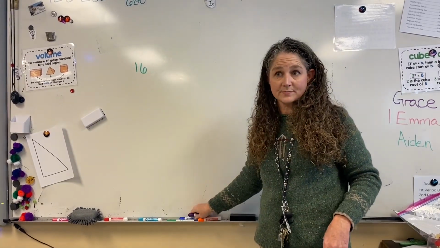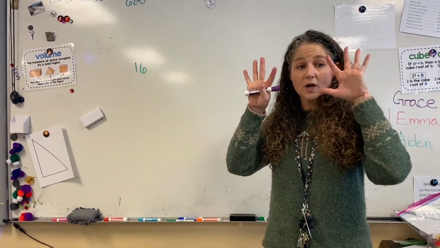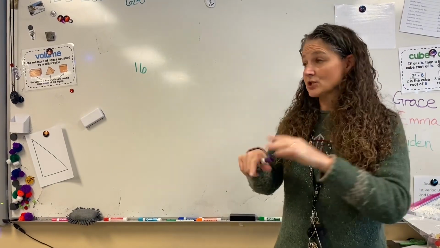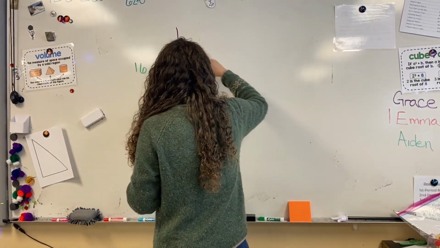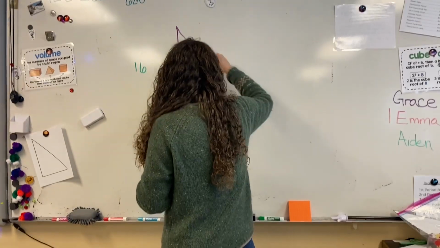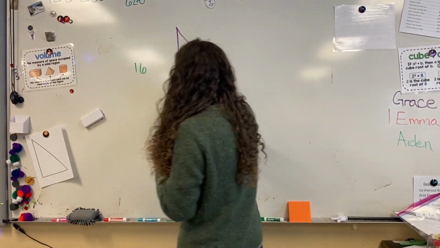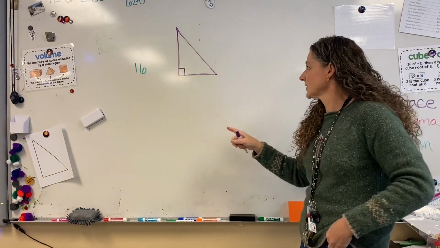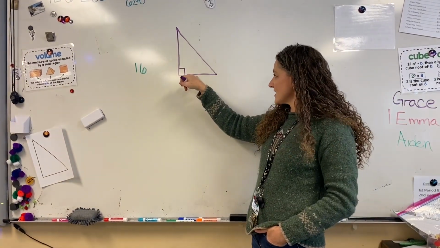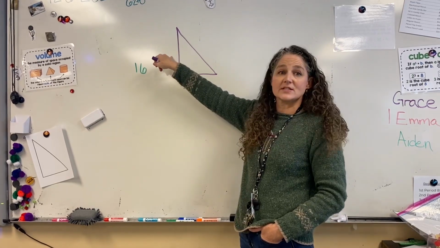Right triangles, okay? It only works with right triangles. So we have this triangle here, and this is the right angle. Okay, right there is the right angle. And there are different parts to this triangle, okay? This is called a leg, and this is called a leg.